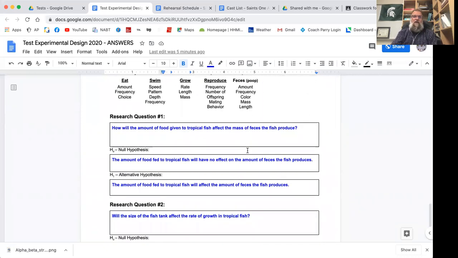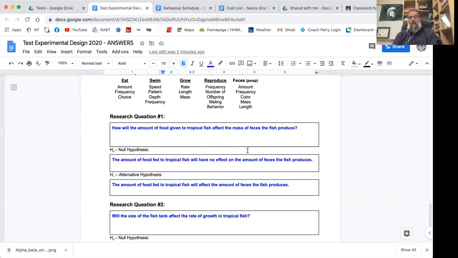My null hypothesis would say that what I'm testing will make no difference. So a simple statement, the amount of food fed to the tropical fish will have no effect on the amount of feces the fish produces. I expect that no matter what amount of food I give the fish, it's not going to make any difference in how much poop it makes. Again, I'm trying to reject that. I'm hoping to see there is a difference. But if I don't see a difference, my experiment's done.